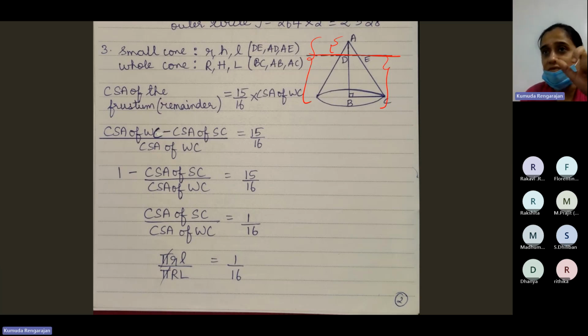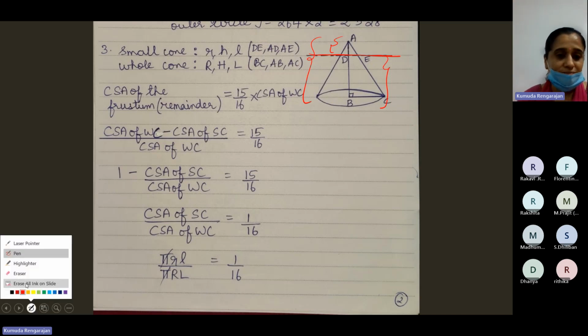In that equation, we have frustum, no? That also will be replaced using small cone and big cone. CSA of the remainder, that is CSA of the frustum, is equal to 15 by 16 of the CSA of the whole cone. We had that equation, right? There also the word frustum will be replaced with small cone and whole cone. We'll see that. So we are not writing anything of the frustum.